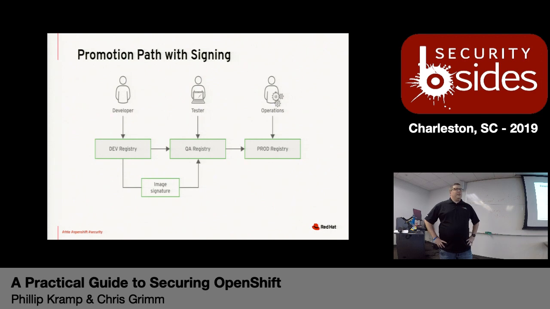So someone can't just run a rogue application. You can't just skip a test process, because then you restrict who has those signing keys. Not just anyone can sign. They have to go through whatever process you set up, and that kind of helps protect your production.